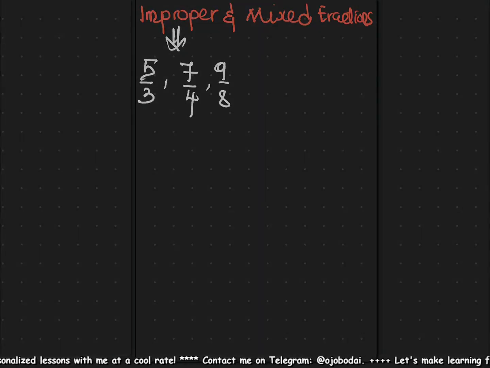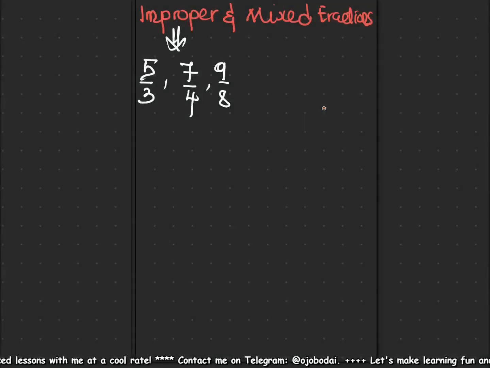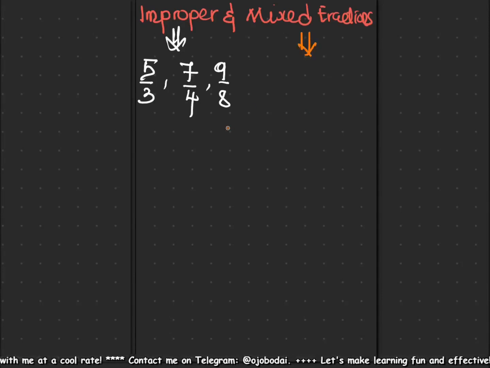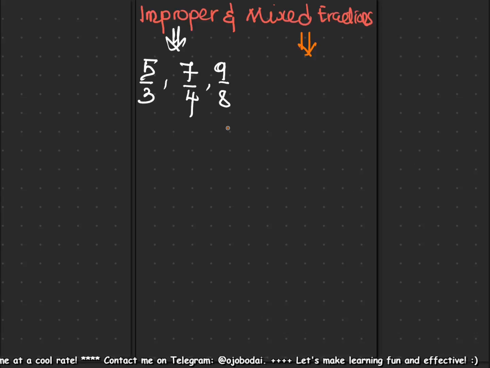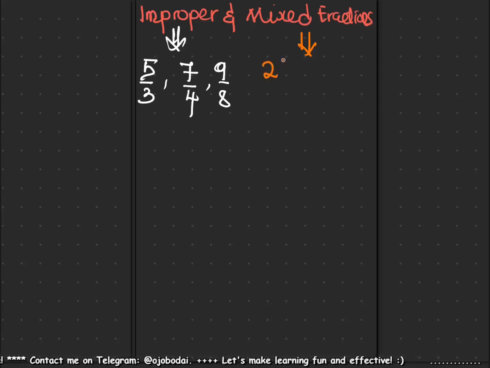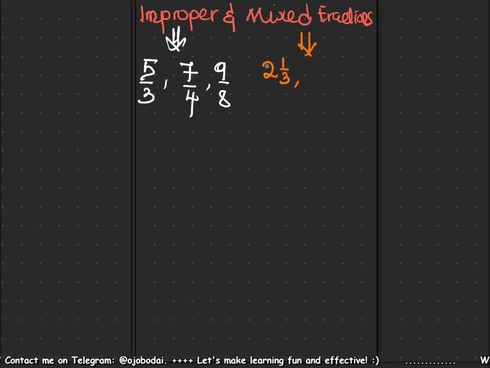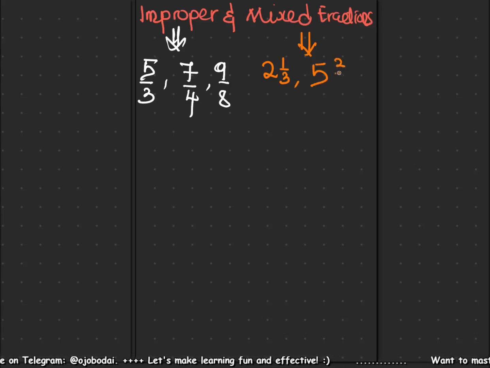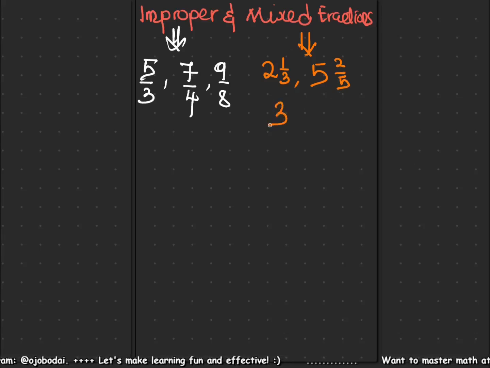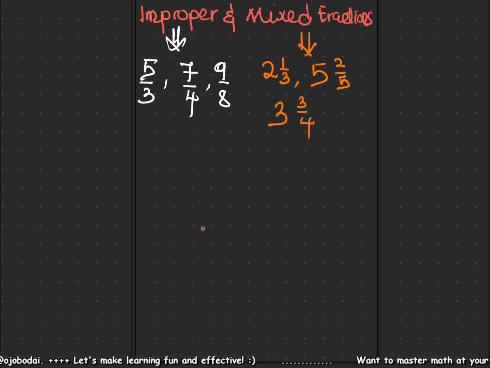And then also in the introductory video, we looked at what mixed fractions are. And we said mixed fractions have a combination of whole numbers and then a proper fraction. Some of the examples were 2 whole number 1 over 3. This here is a mixed fraction. And then we have 5 whole number 2 over 5. This is also a mixed fraction. And then finally, we have 3 whole number 3 over 4. Right? So these are some of the things we talked about in our introductory video.